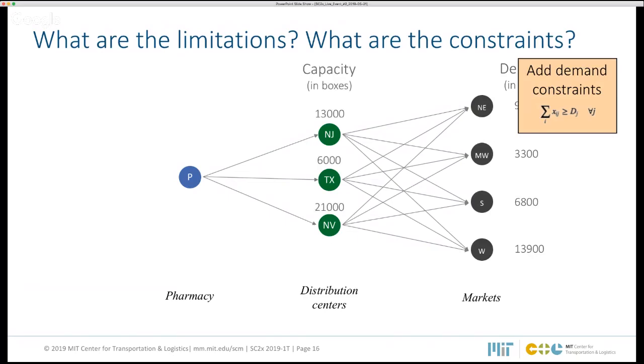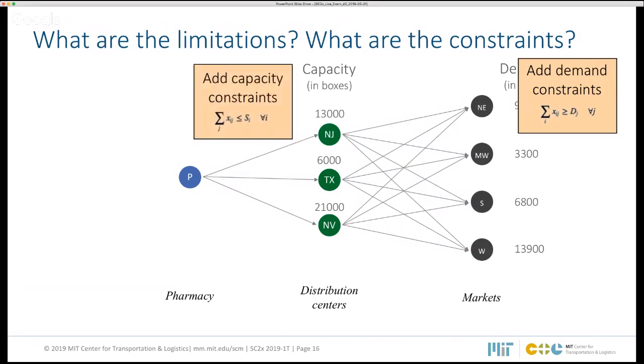The second limitation that we have is regarding capacity. In this case, each of the distribution centers has a limited capacity that is also measured in boxes per year. You can see the figures on the slide. In this sense, we also need to add capacity constraints because the capacity of these distribution centers is limited. In this case, we'll be adding one of these capacity constraints for each of the distribution centers.